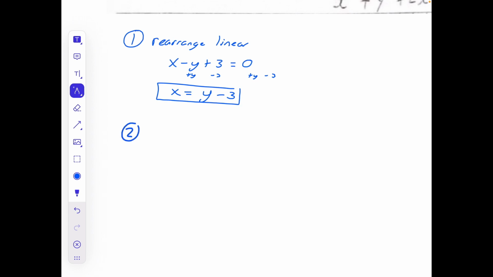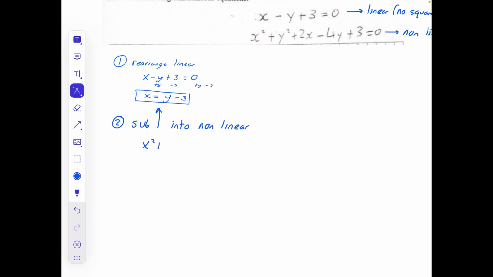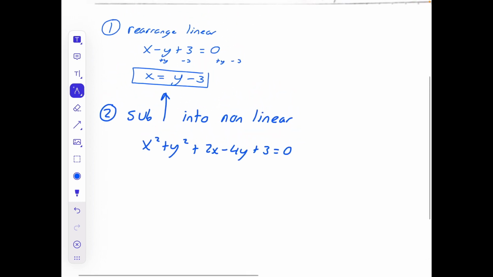Our step 2 then, we're going to sub that into our non-linear. So right now our non-linear is x squared plus y squared plus 2x minus 4y plus 3 is equal to 0. From step 1, we found out that x is the same thing as y minus 3. So everywhere we have an x, I'm going to put in y minus 3. So instead of writing x squared, I'm going to write y minus 3 to be squared. Just make sure you put it in a bracket. Plus y squared. Here again, plus 2x. Instead of x, we're going to do y minus 3.